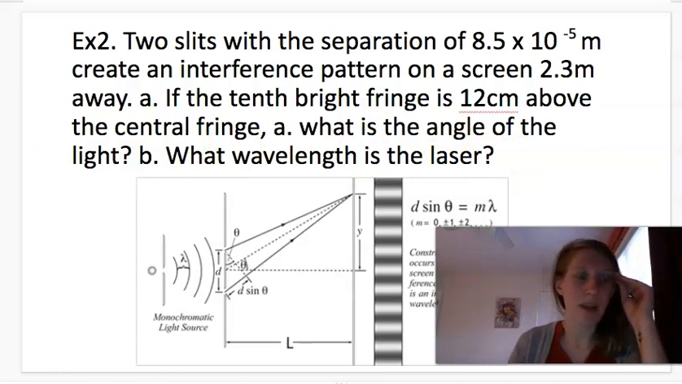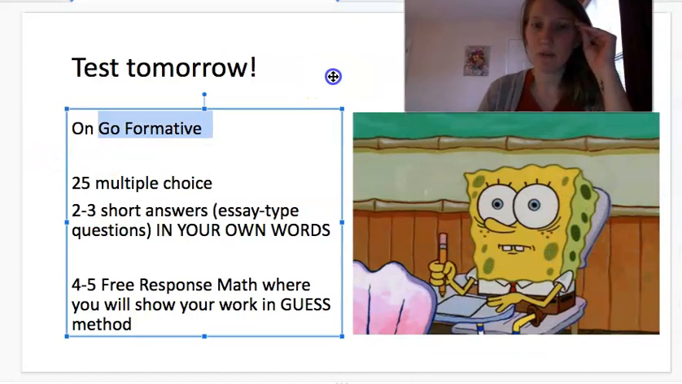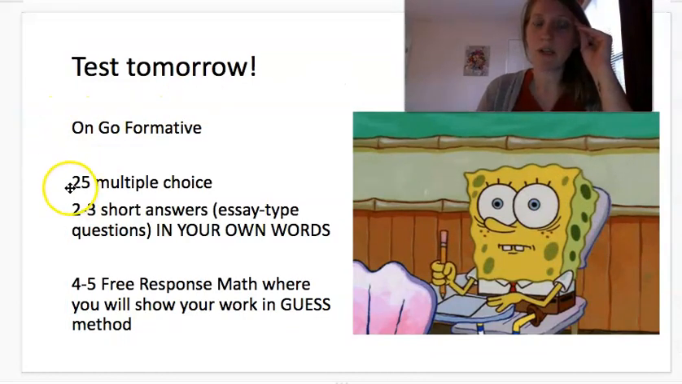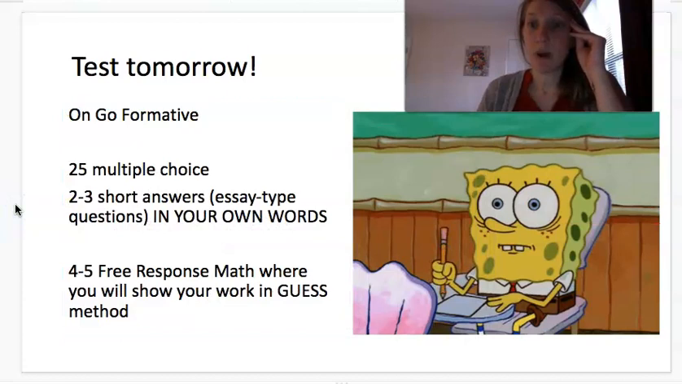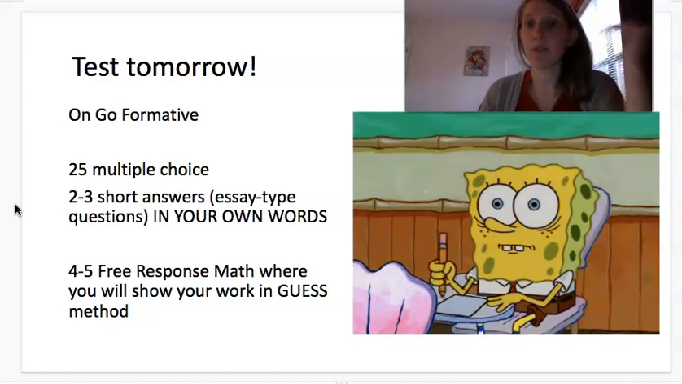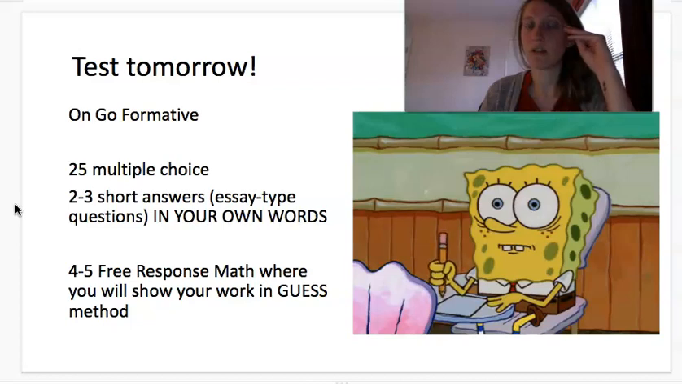All right. Now again, your test tomorrow, you will have a couple days. It'll be on Go Formative. I'll post information about that tomorrow. You can expect 25 multiple choice questions, a couple of short answer questions where I do expect written responses, typed out in your own words. Now, if I find that you have copied and pasted from a friend, or from the internet, you will get 0 credit for those answers. Okay, 0 credit. So put them in your own words, all right? And just do your best on that.